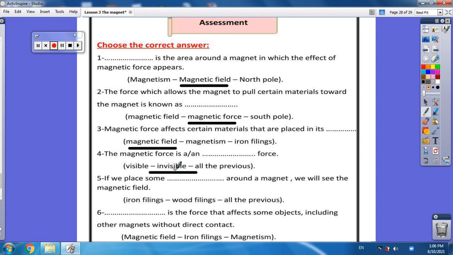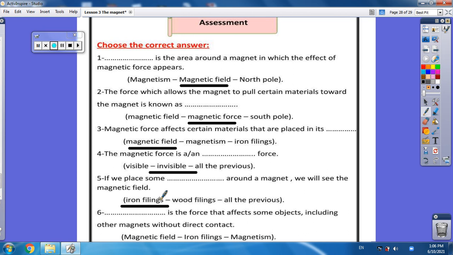Super. If we place something around the magnet, we will see the magnetic field. What do we use to see the magnetic field of any magnet? Iron filings, wood filings, or all the previous answers? Yes, Salma, we use iron filings.